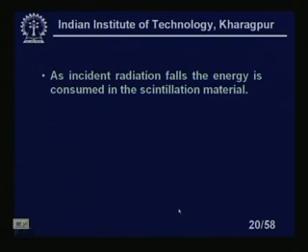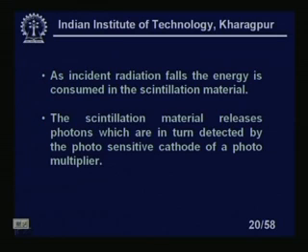Okay, there is an immediate multiplication of the current, so I will get a higher output. That is the reason we are calling it a photomultiplier tube. As the incident radiation falls, the energy is consumed in the scintillation material, and the scintillation material releases photons, which are in turn detected by the photosensitive cathode of a photomultiplier tube.